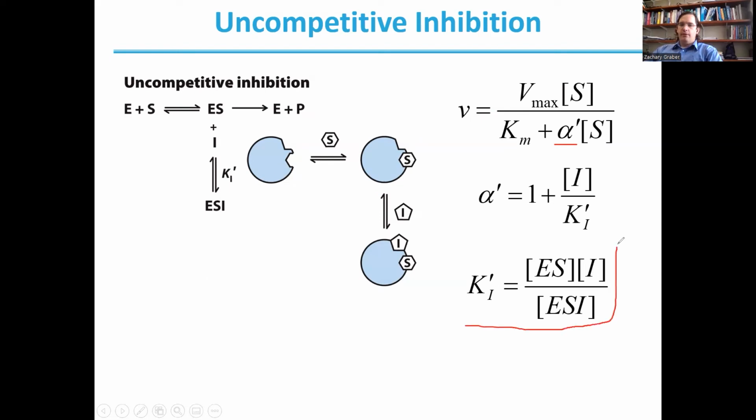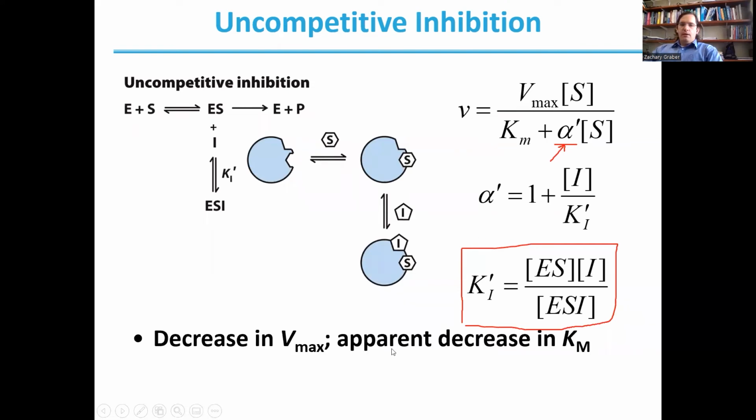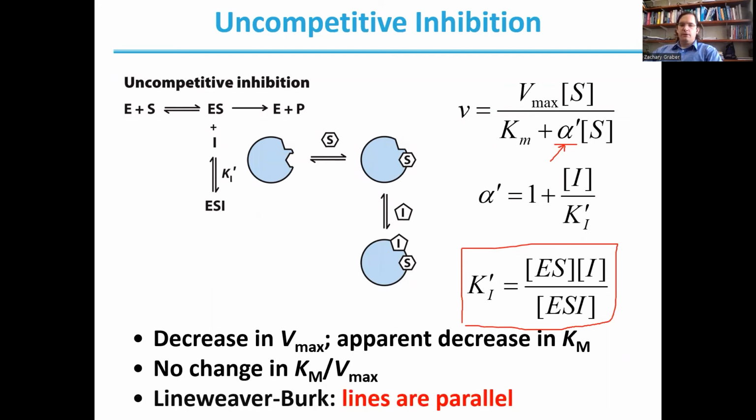Again, we have our alpha values and our Ki's defined in the same way. So there's no change in our definitions here, except for where that term pops up in our Michaelis-Menten equation. So the end result is that we would have a decrease in our Vmax and an apparent decrease in our Km, but there would be no change in our Km Vmax ratio. And this would result in a Lineweaver-Burk graph with parallel lines.